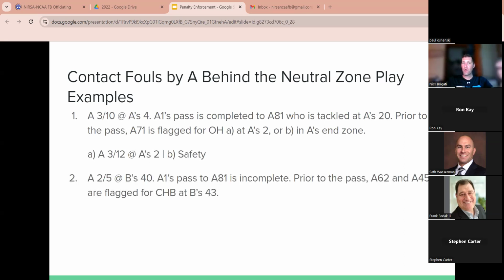2nd and 5 at B's 40, A1's pass to A81 is incomplete, but prior to the pass, A62 and 45 are flagged for a chop block at B's 43. That's in the backfield. That's an illegal block. Our enforcement is from the previous spot. It'd be 2nd and 20 at A's 45 after enforcement. Everybody good with that?